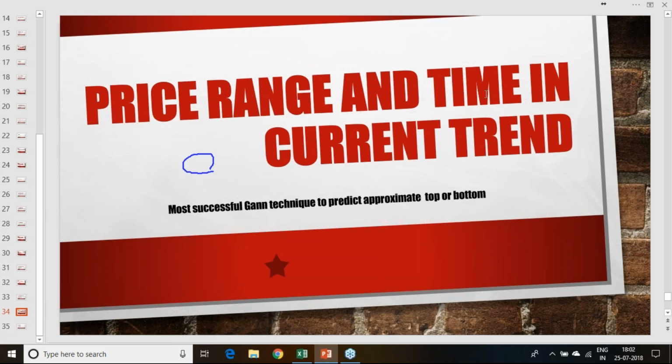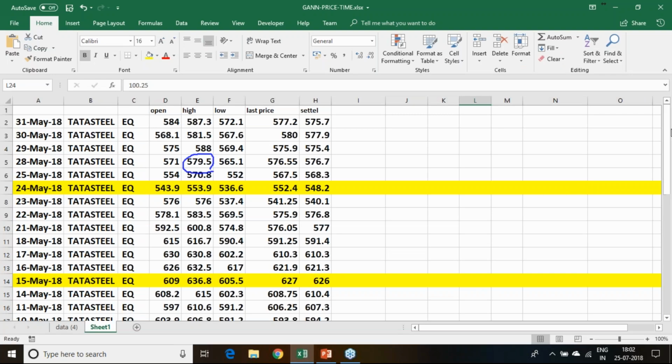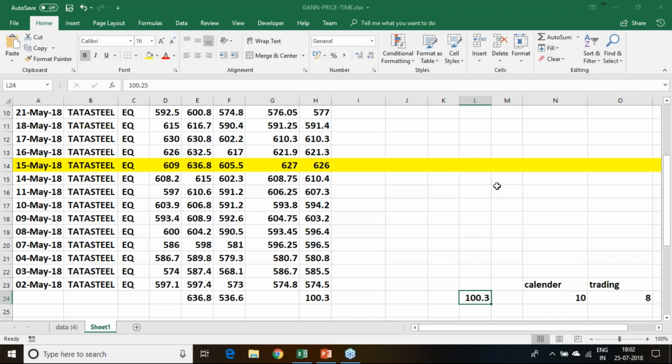Price range and time in the current trend: we are taking one month of data, May, and based on that we are going to project when the next high or next low will be formed. Our reference is two points. We will start counting from 24th May or from 15th May. From these two reference points we will project, and we will see in future dates, in June or July, how our calculation performed.